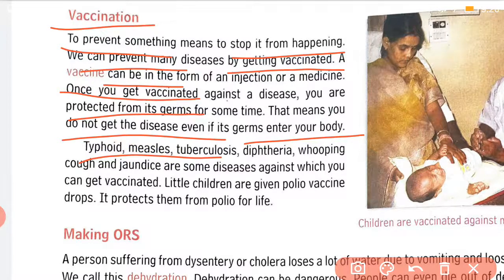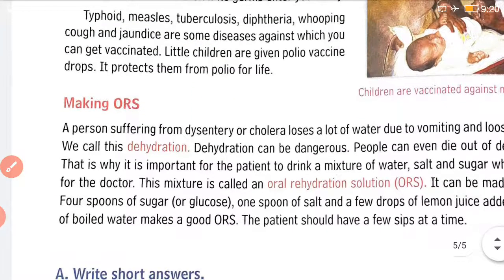Typhoid, measles, tuberculosis, diphtheria, whooping cough, and jaundice are some diseases against which you can get vaccinated. Little children are given polio vaccine drops. It protects them from polio for life.